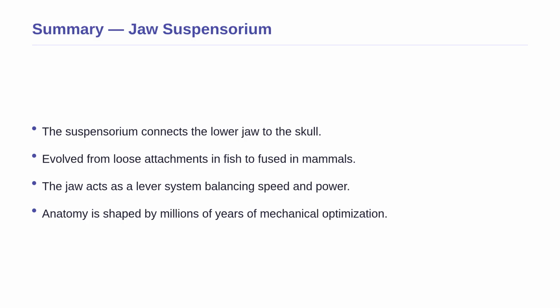Let us summarize the key takeaways from our lecture. First, the jaw suspensorium is the critical anatomical bridge connecting the lower jaw to the skull, originating from embryonic pharyngeal arches. Second, we saw how it evolved from the loose, flexible hyostylic attachments in fishes to the highly fused, powerful craniostylic attachments in mammals. Third, by treating the jaw as a lever system, we learned that changes in the suspensorium's position create an evolutionary trade-off between bite force and feeding speed.